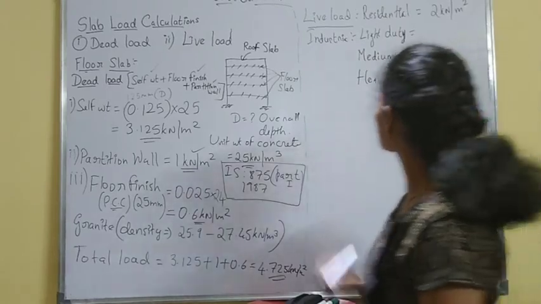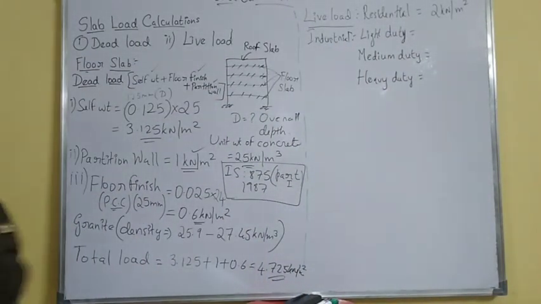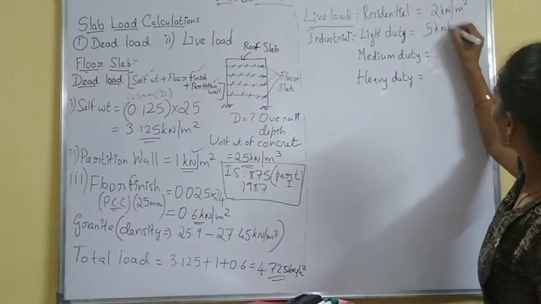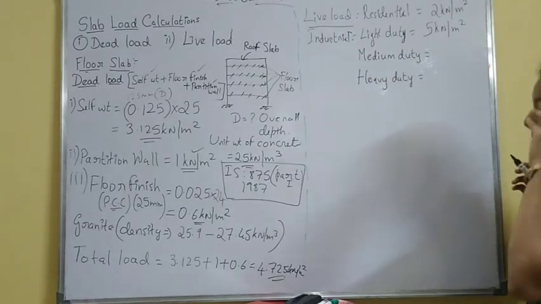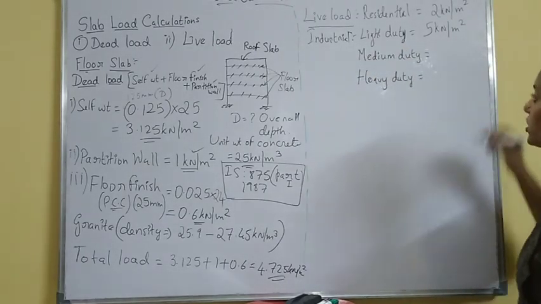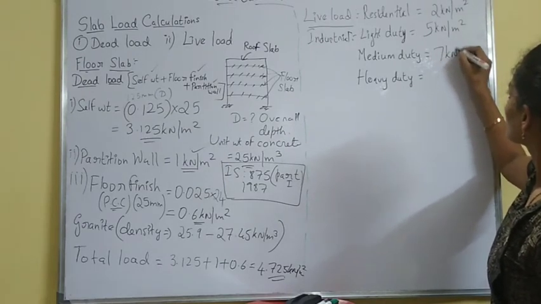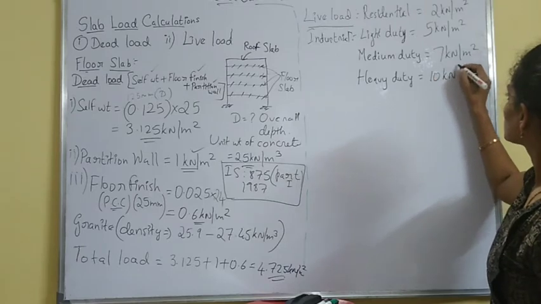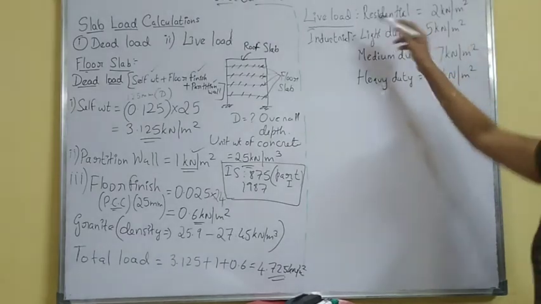There are 3 categories for industrial live load. For light, you have to consider around 5 kilonewton per meter square. You can use this for a school building or commercial building. Medium is around 7 kilonewton per meter square. Then for heavy duty, you consider 10 kilonewton per meter square. This is the live load.